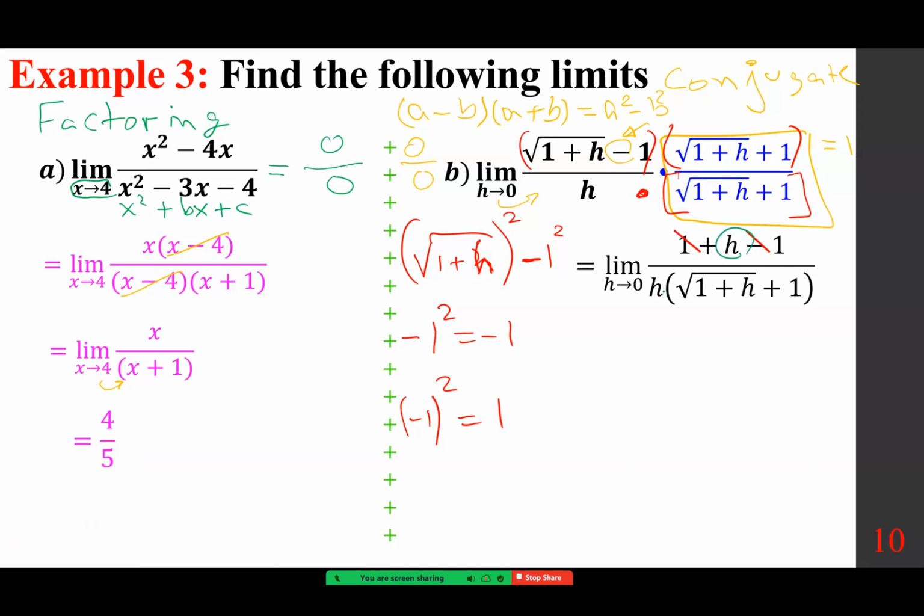The h at the top and the bottom cancel each other, giving us 1 in the numerator. If I replace the h with 0 here, square root of 1 becomes 1, with 1 becomes 2. So 1/2 is the final answer, everybody.